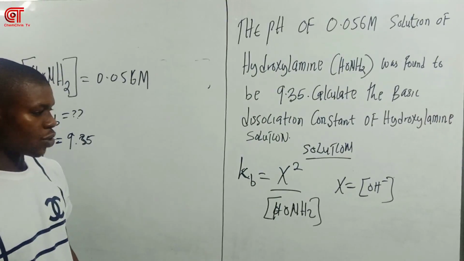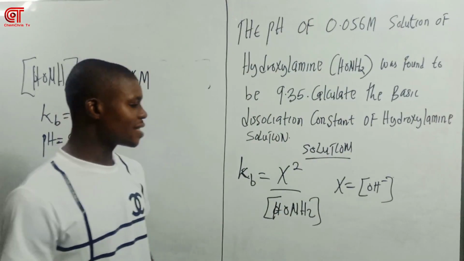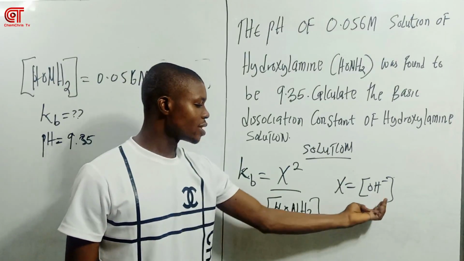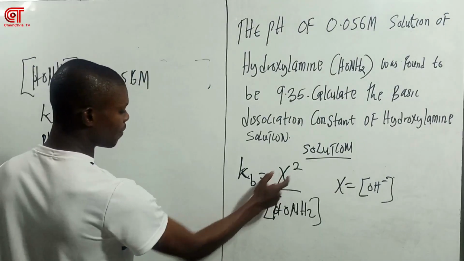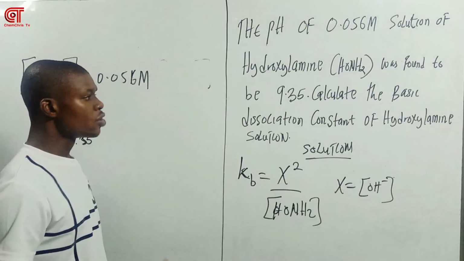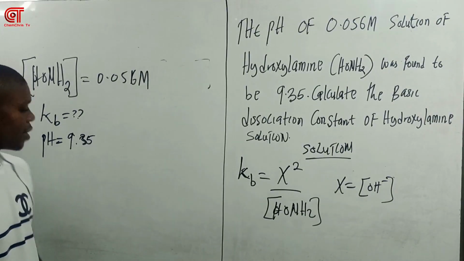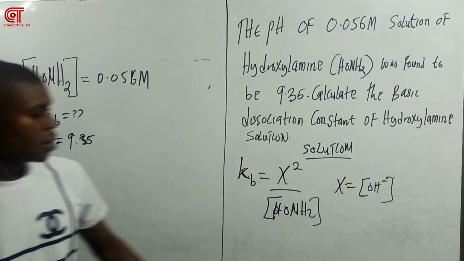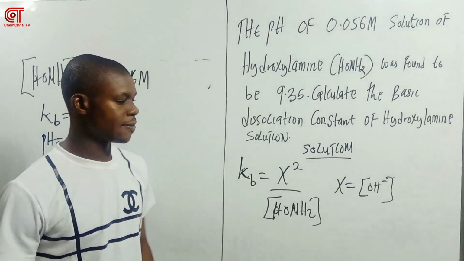Remember, my X is equal to the concentration of OH minus. So I have to calculate the concentration of OH minus first and input it in this formula. Then I can get my KB. Can you see that? So that is why you really want to master the stuff very well. So how do we get the concentration of OH minus? How do we get it?